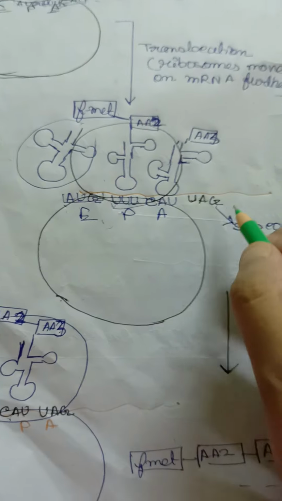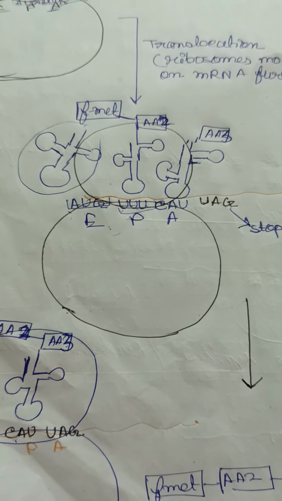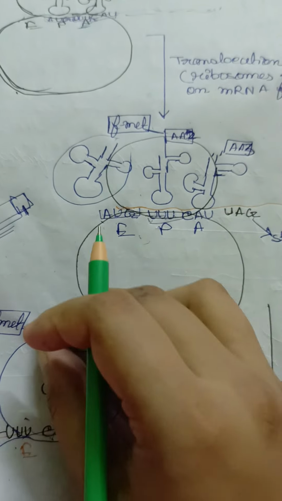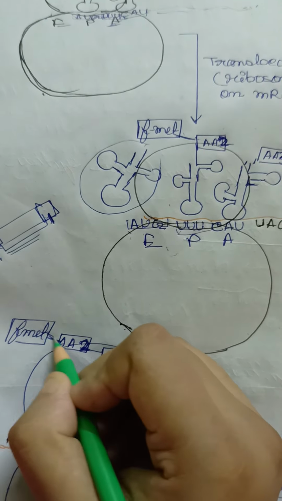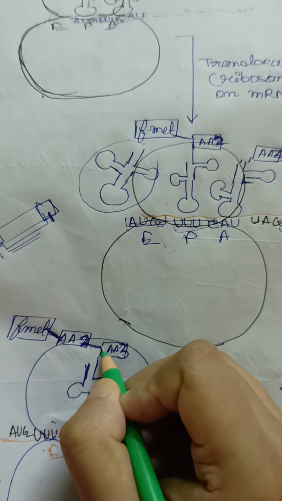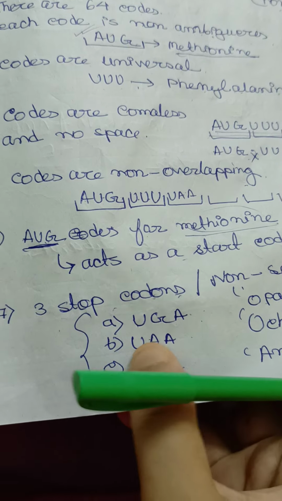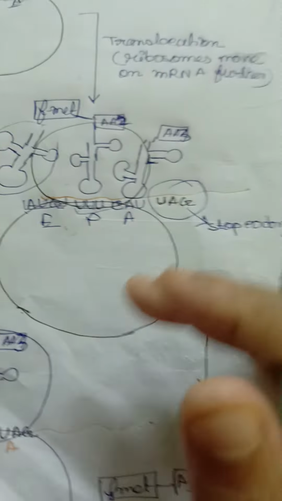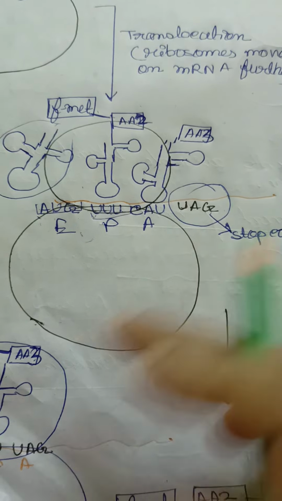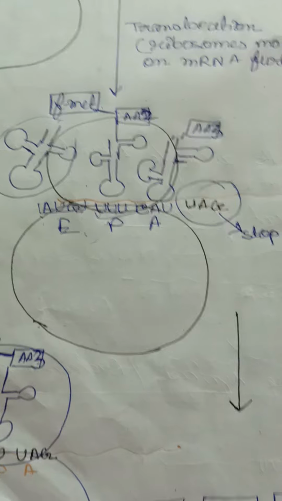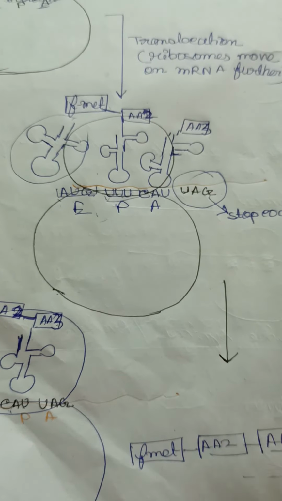When the stop codon comes, the protein synthesis will stop, because many amino acids bind and make a protein, and between these amino acids, peptide bonds form. Suppose UAG is a stop codon. I discussed with you UAG, UGA, UAA. These are the 3 stop codons. When a stop codon comes here, it is not responsible for the synthesis of any amino acid, so the protein synthesis will stop here.